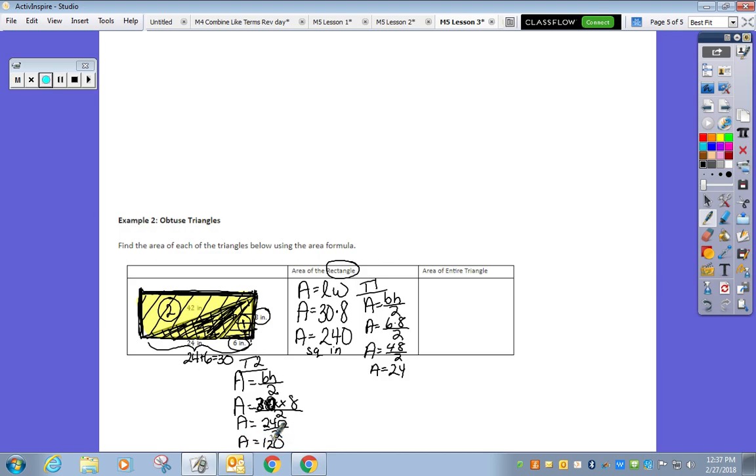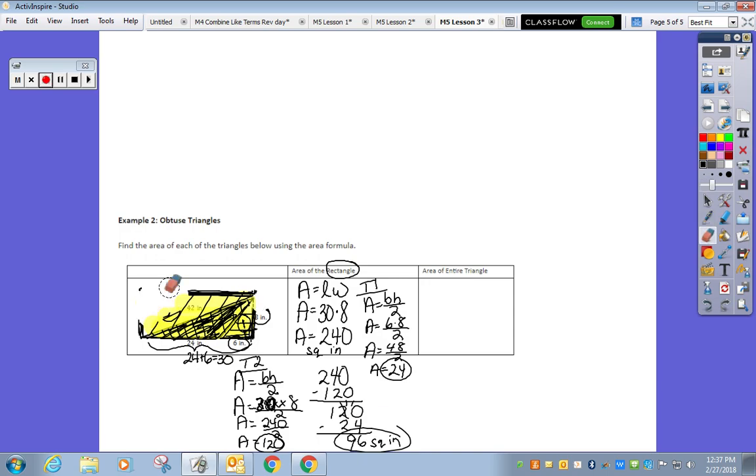Now what it's saying is take the 240 you got for the full rectangle and subtract out each of these other triangles. So minus 120 would give me 120, and then minus 24 would give me 96 square inches. A lot of work for one problem.